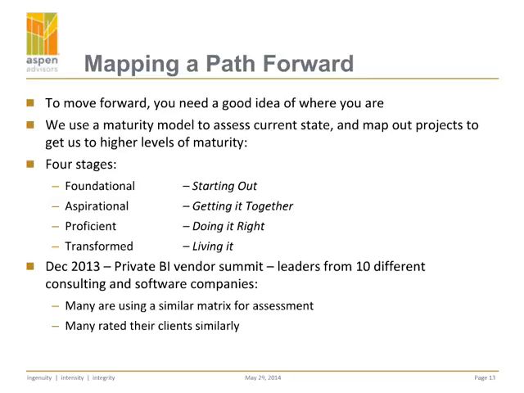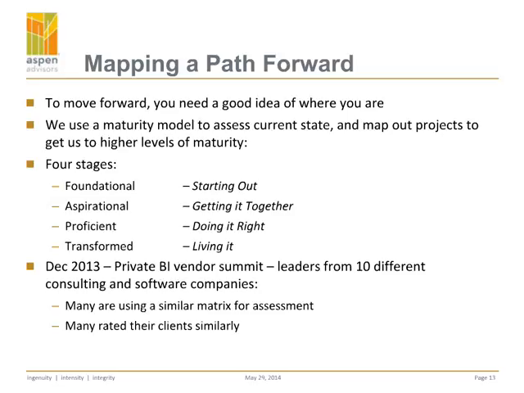So to map a path forward, you need a good idea of where you actually are. Now, at Aspen, we use a maturity model to assess current state and then map out projects to get us to a higher level of maturity. We use a four-stage assessment criteria. Foundational, that's for starting out. Aspirational, for getting it together. Proficient, for doing it right. And transformed, for living it.